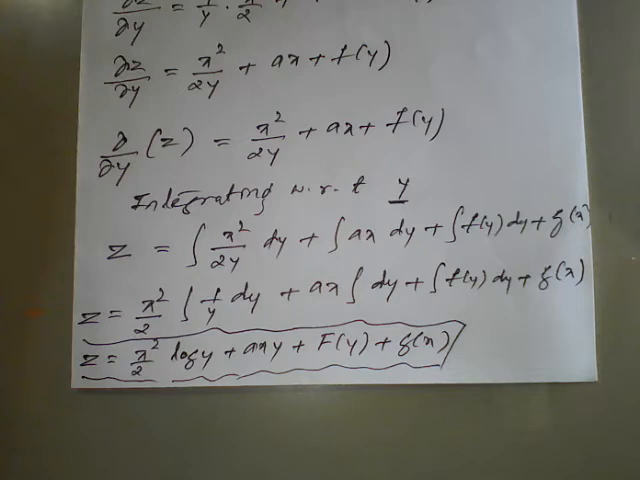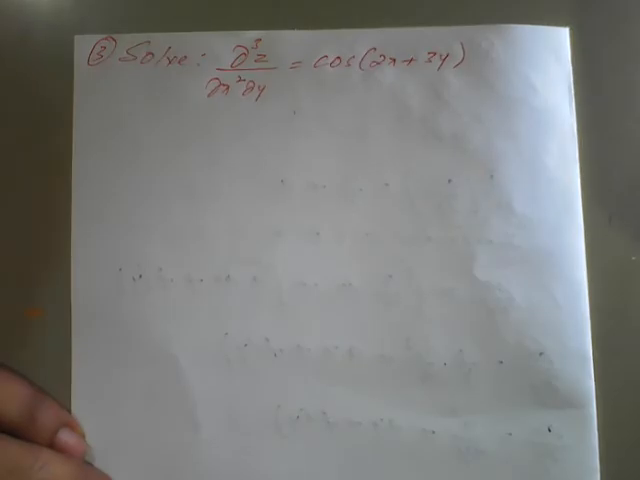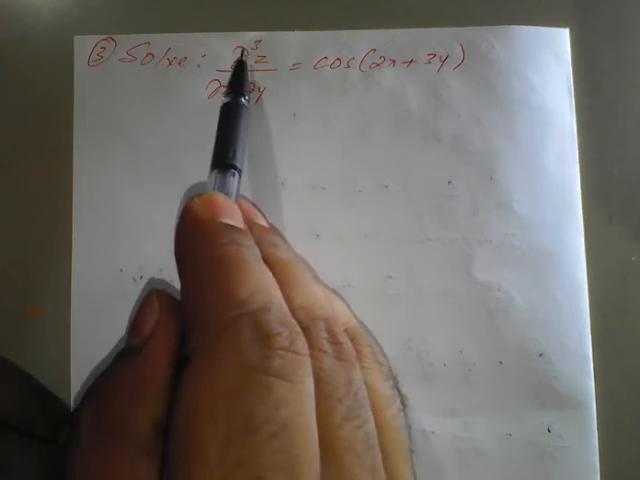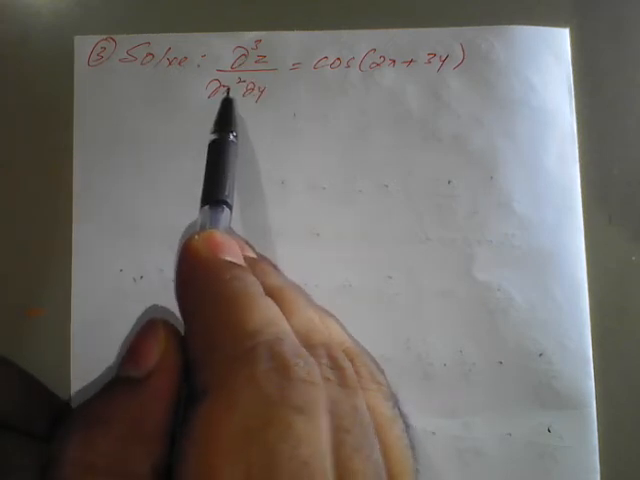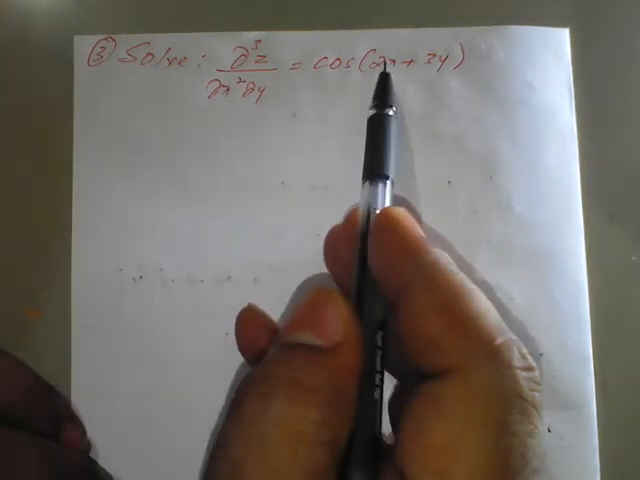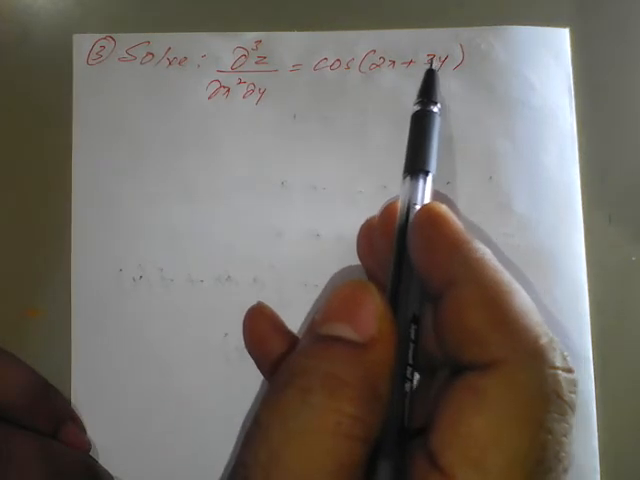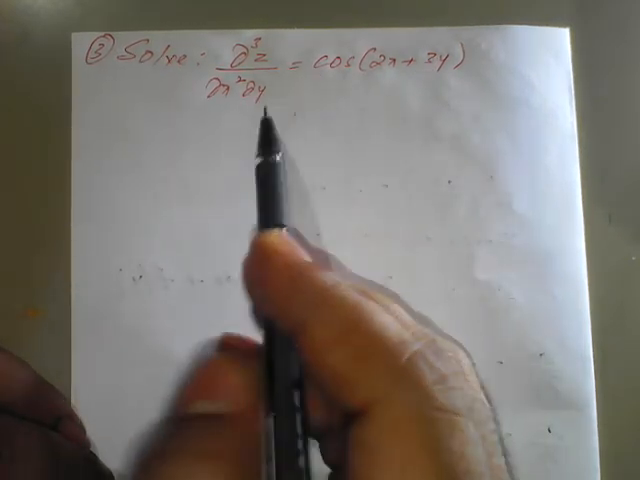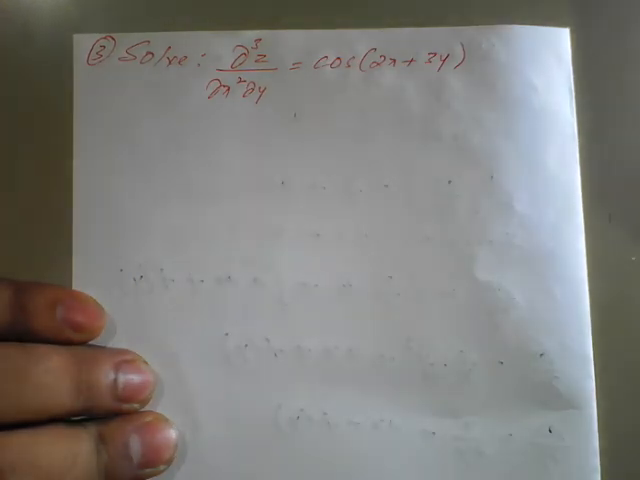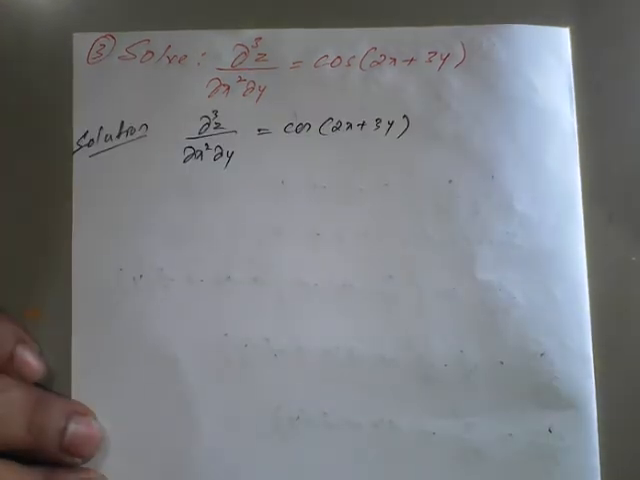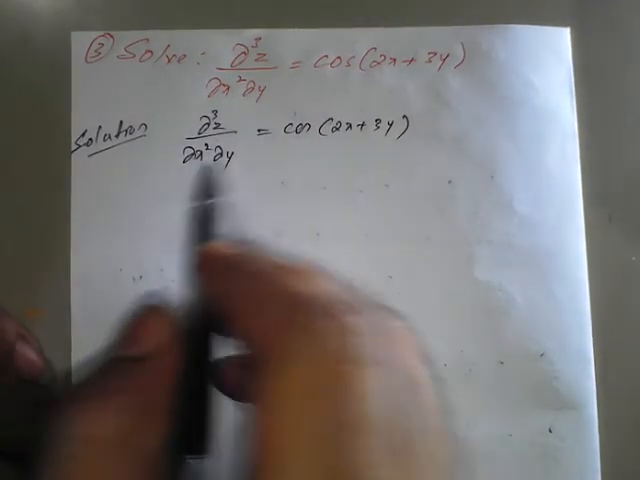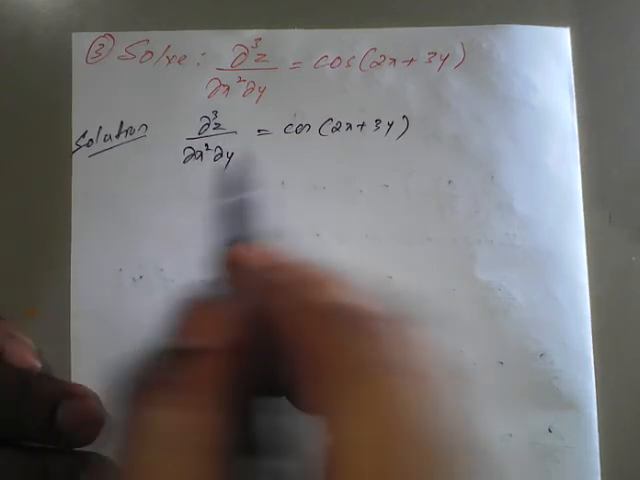So the next example is: solve ∂³z/∂x²∂y = cos(2x + 3y). This is one of the important and repeatedly asked exam questions. Now, for the given question, before integrating we have to rearrange.